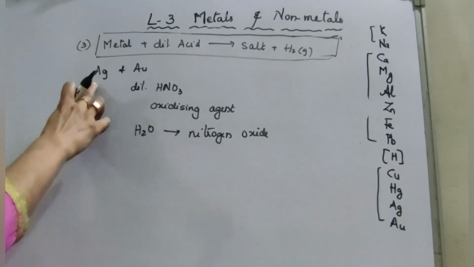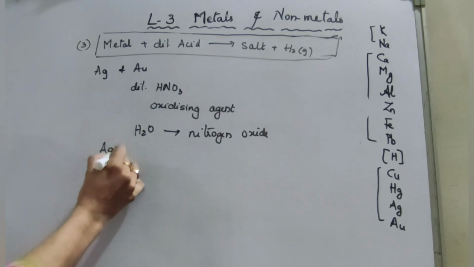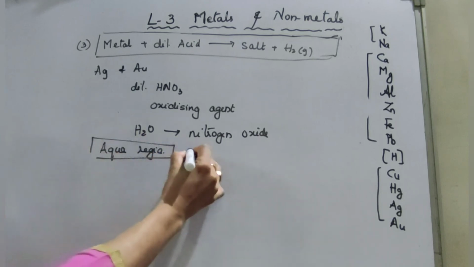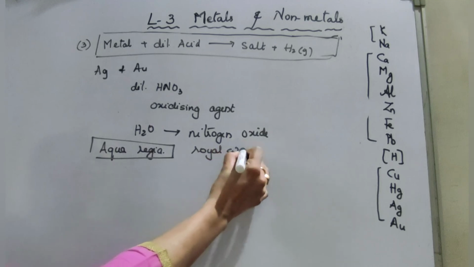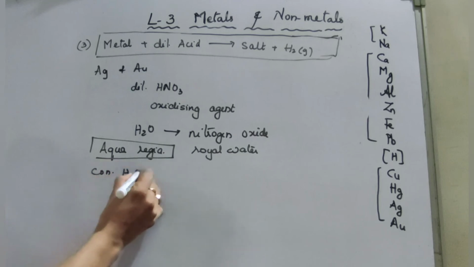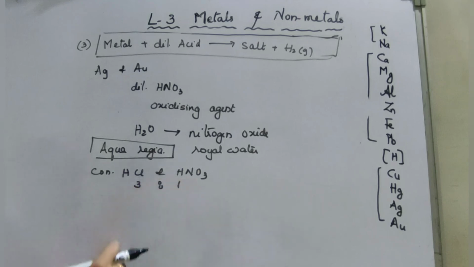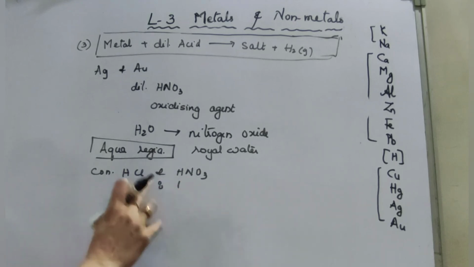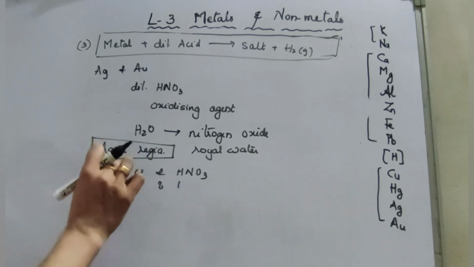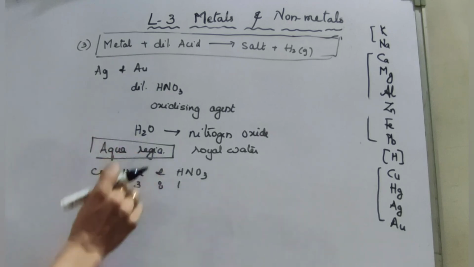And silver and gold, where do they react? They react in one important case, that is in aqua regia. Aqua regia is also known as royal water. Aqua regia is a mixture of concentrated hydrochloric acid and nitric acid in the ratio of 3:1. It is a reddish orange or yellow orange liquid. It can dissolve noble metals like silver, gold and platinum.